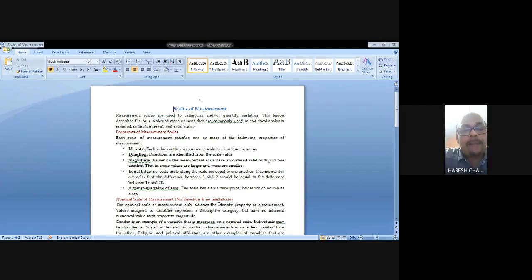When we classify the kinds of statistics that we use in our research, in behavioral science, there are descriptive statistics and inferential statistics. What are those kinds of things? What is the classification of descriptive and inferential statistics?